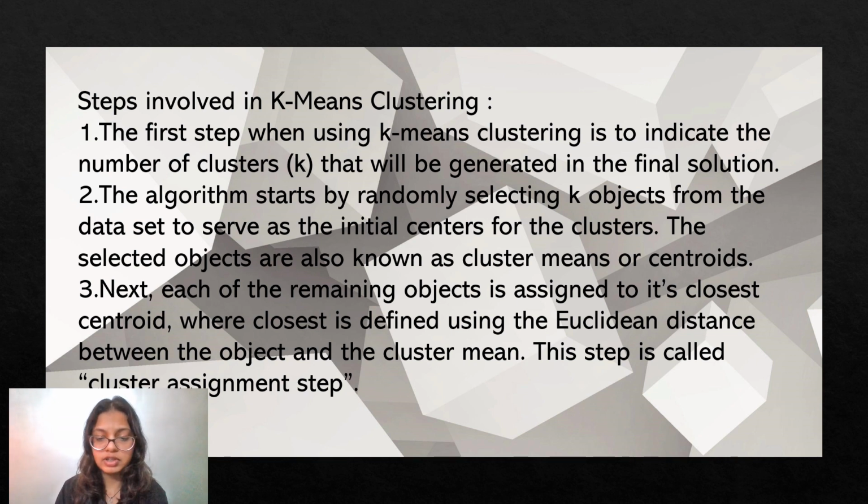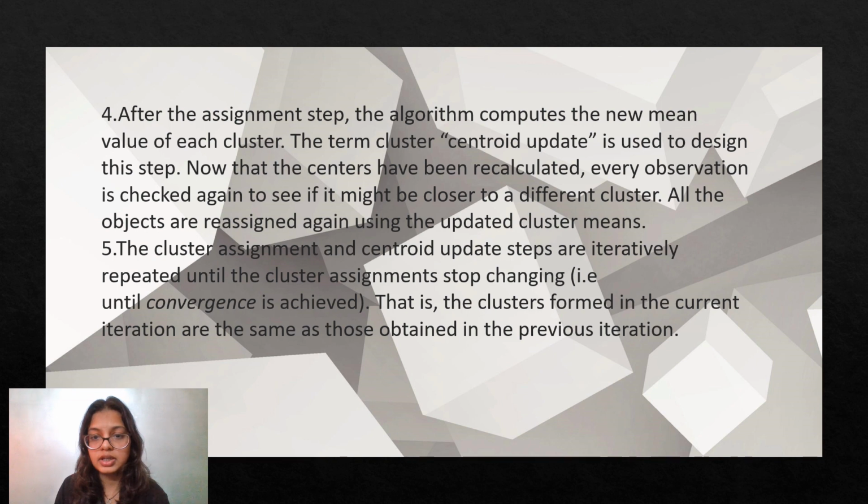Next, each of the remaining objects is assigned to its closest centroid, where closest is defined using the Euclidean distance between the object and the cluster mean. This step is called the cluster assignment step. After the assignment step, the algorithm computes the new mean value of each cluster. The term cluster centroid update is used to designate this step.